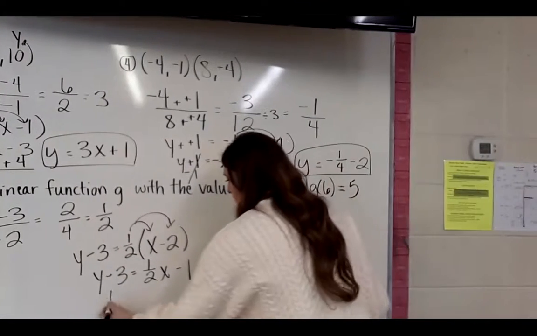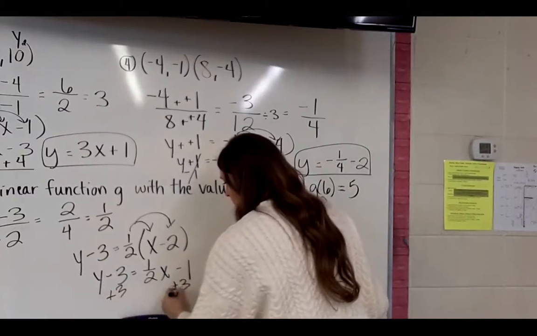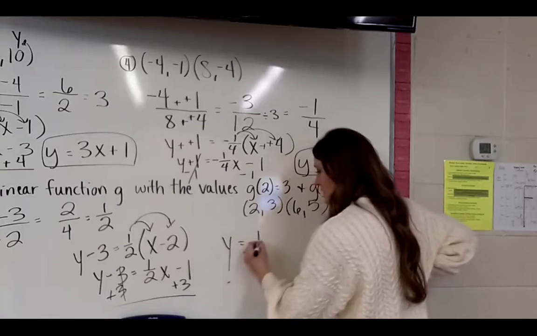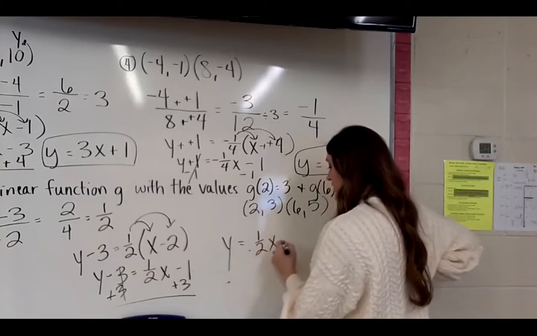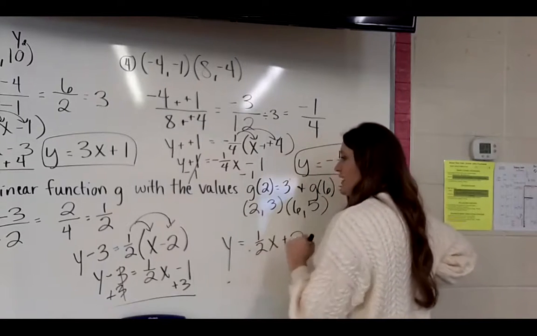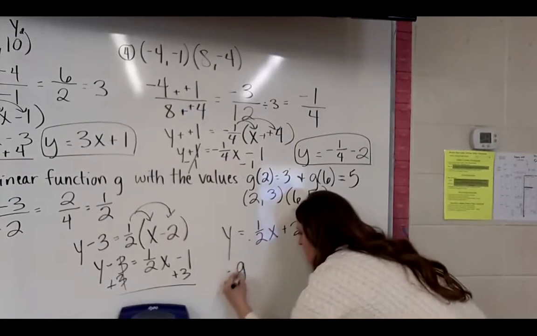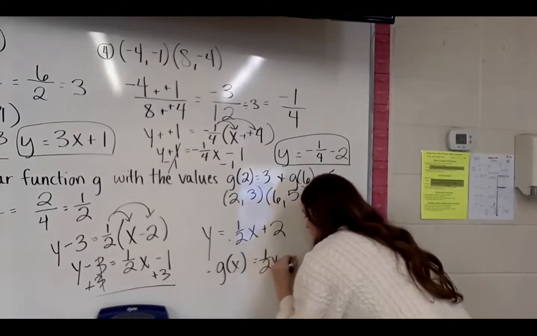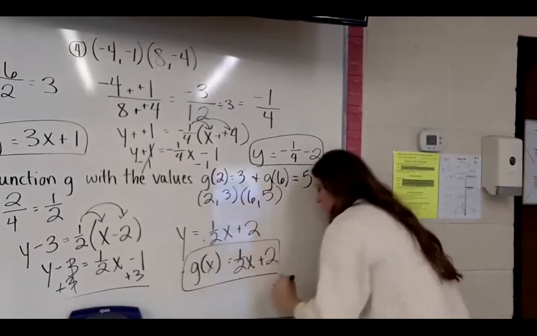Then add 3. I'm going to write it over here. Y equals 1/2 x. Negative 1 plus 3 is 2. But we're writing a function g. So final step, or you could have done this from the beginning. 1/2 x plus 2. That is our function.